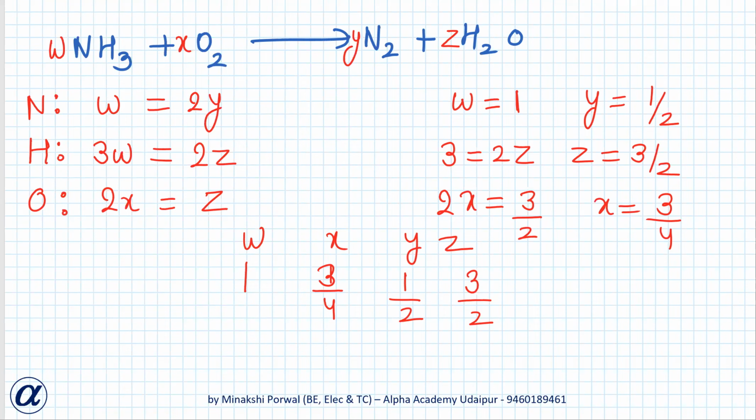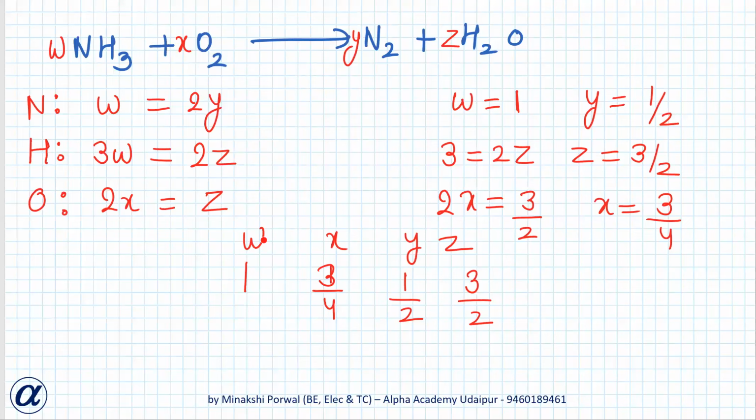From the first equation, if W is 1, what will Y be? 1/2. So W is 1, Y is 1/2. If W is 1, Z will be 3/2. Now Z is 3/2, so 2x equals 3/2. X will be equal to 3/4.